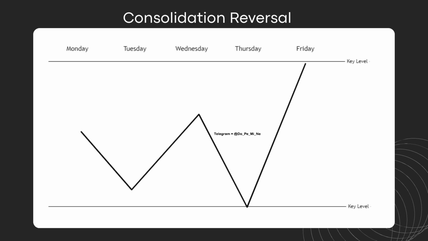Another scenario could be that Monday's candle doesn't form a CRT but just forms a ranging candle, and it just consolidates, and then price continues that consolidation till Wednesday's close, and then on Thursday we manipulate below that consolidation or that range and then expand higher towards the drawn liquidity.